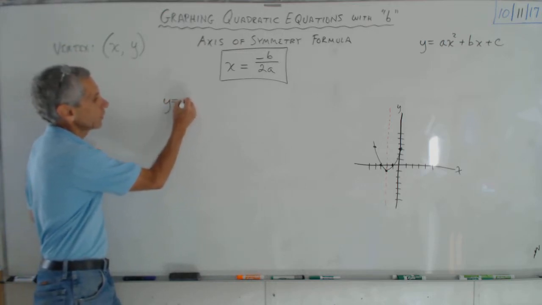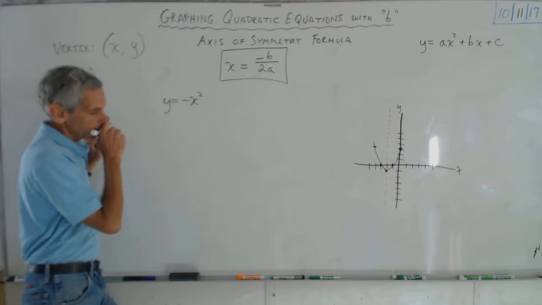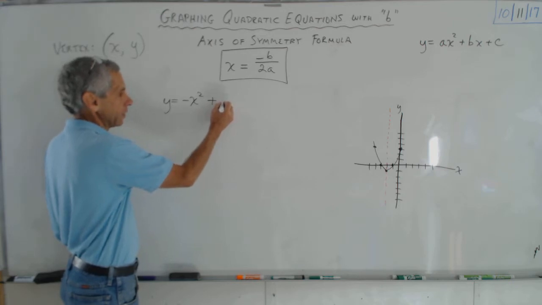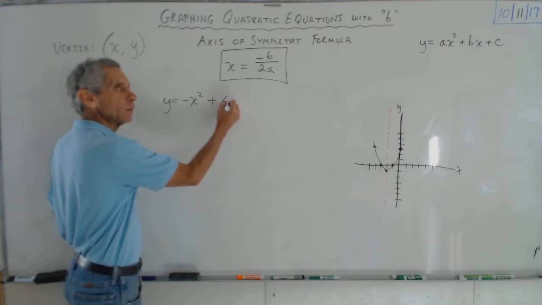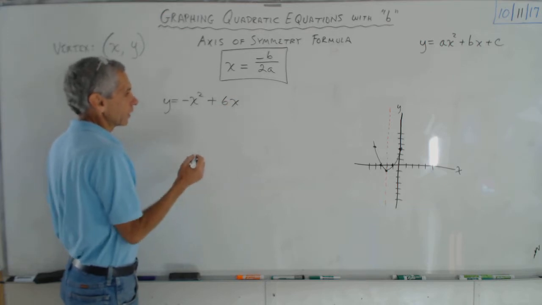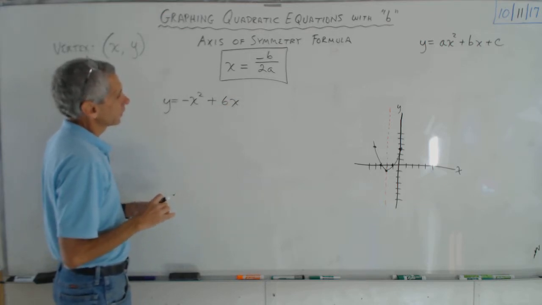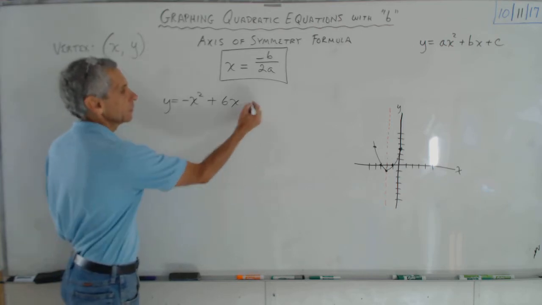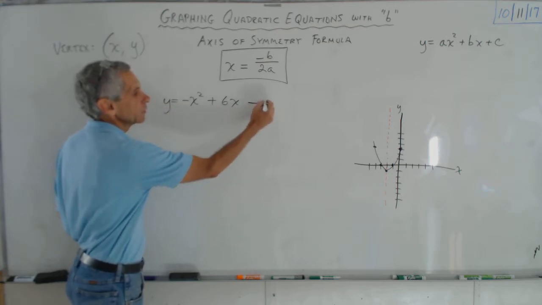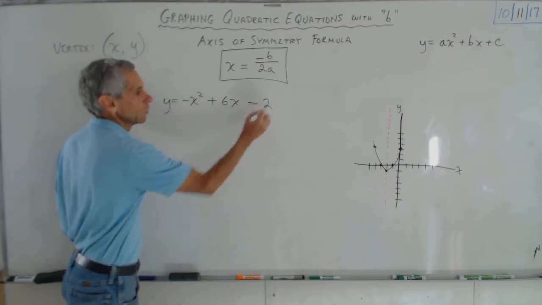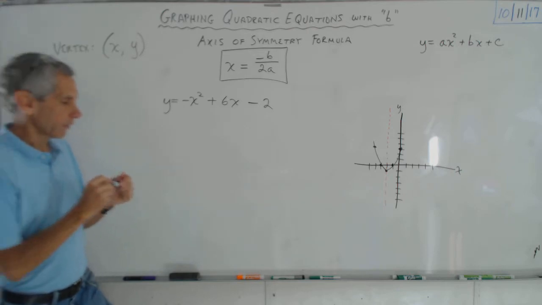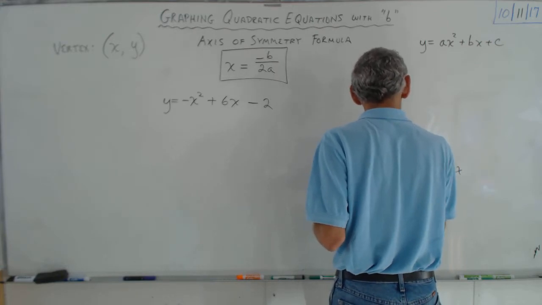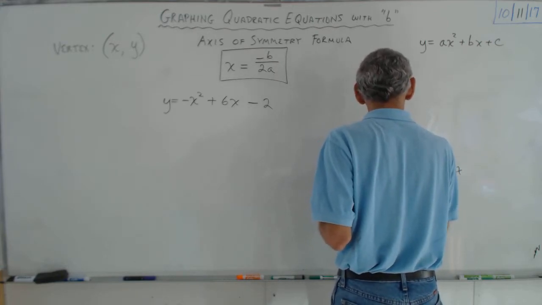y is equal to negative x squared plus 6x, and that is going to be, let me just think for a second, plus 18, so it's going to be 18 minus 9, minus 2. Okay, all right, let's see if I can salvage this graph. I don't have to redraw it.